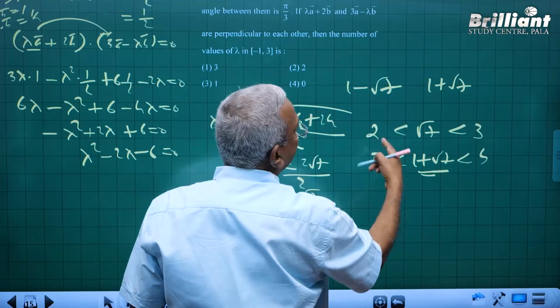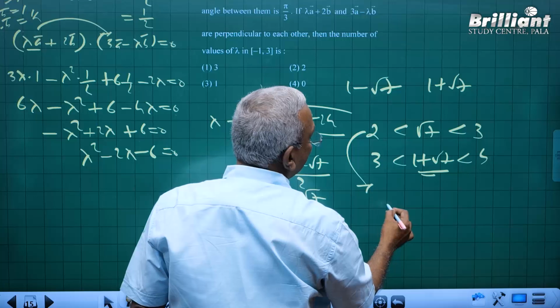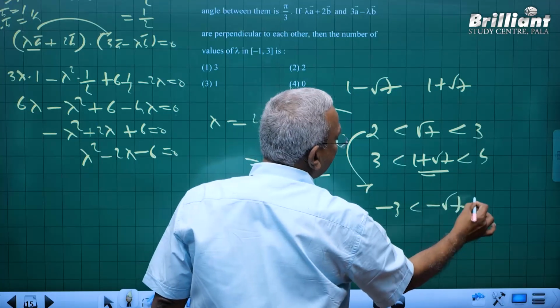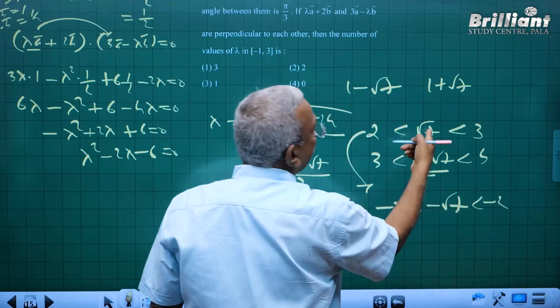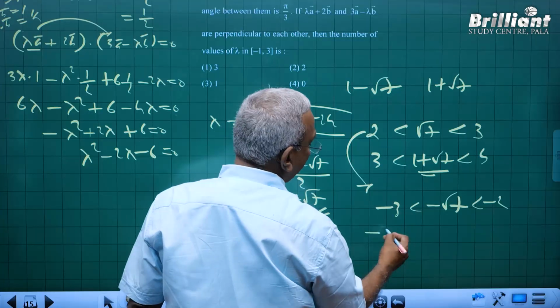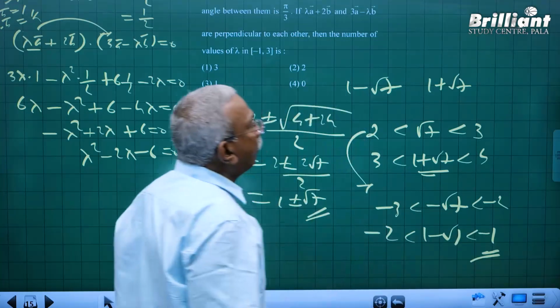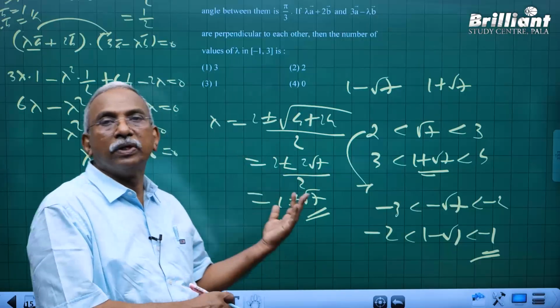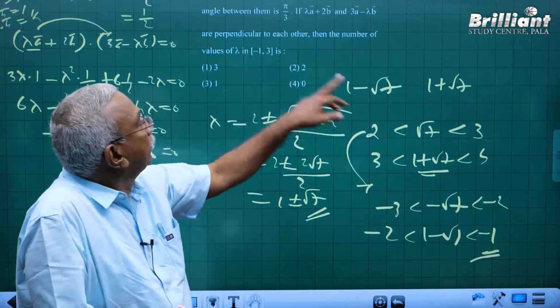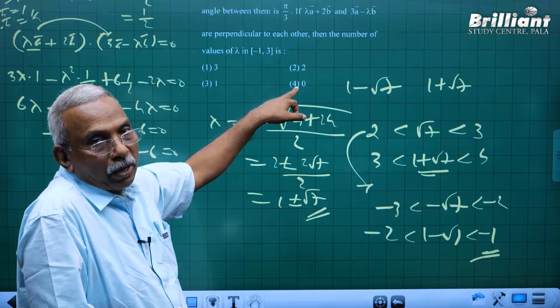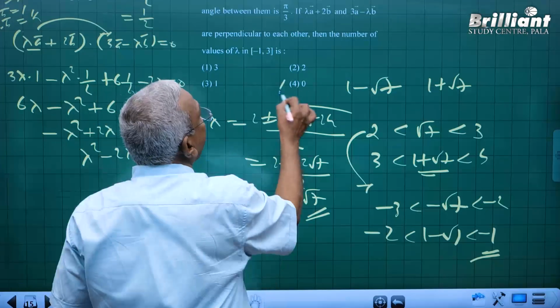Now, the next one. Here we can put that minus 3 is less than minus root 7, which is less than minus 2, multiplying by minus sign. Adding 1, this is minus 2 less than 1 minus root 7 less than minus 1. So 1 minus root 7 is less than minus 1 and 1 plus root 7 is greater than 3. So there is no root inside that range for lambda. So the correct answer is 4.